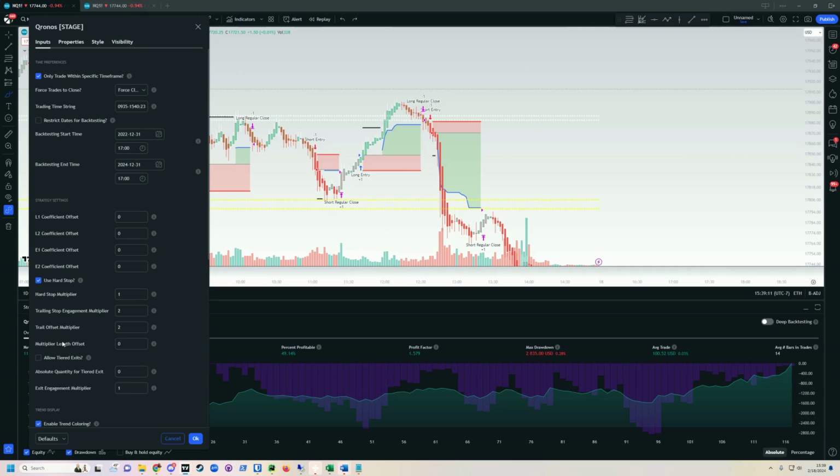We also have multiplier length offset. You can change the length of the multiplier. You can change the length of the volatility calculations for these multipliers. So if you set this, the minimum is -7. If you set it to -7, it will look much closer. So we'll do that real quick. You'll see how it changes.